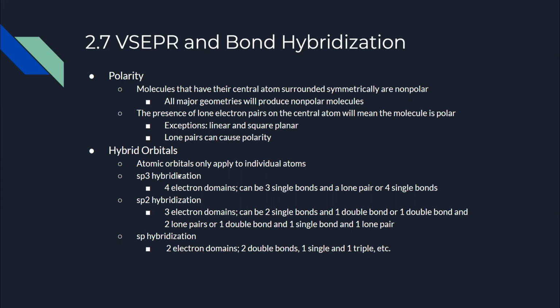Now, hybrid orbitals and hybridization. Atomic orbitals only apply to individual atoms. sp3 hybridization is when you have four electron domains, and it can be three single bonds and a lone pair, or four single bonds, or two single bonds and two lone pairs. There are so many possibilities, but it's basically when you have four electron domains. sp2 hybridization is when you have three electron domains, and like sp3 it can be two single bonds and one double bond, etc. And finally you have sp hybridization, which has two electron domains. So sp is basically when it's linear or bent.